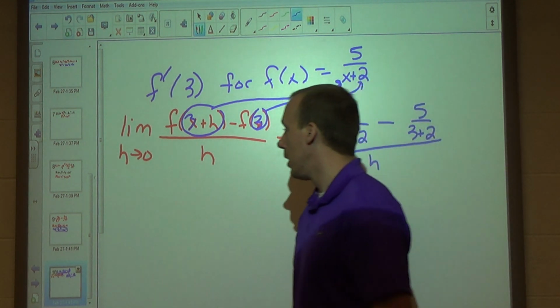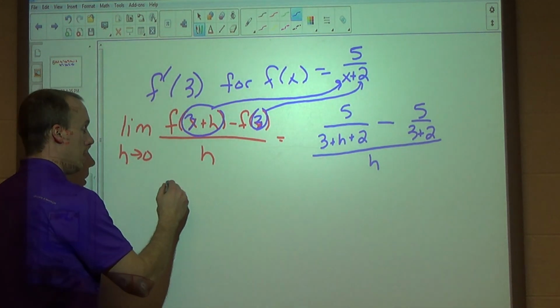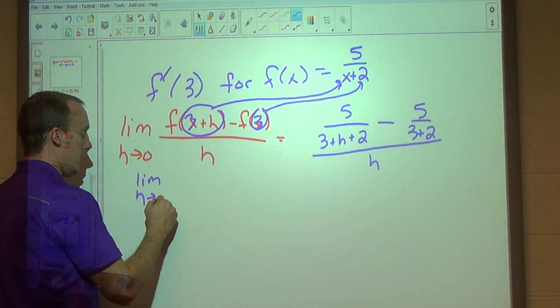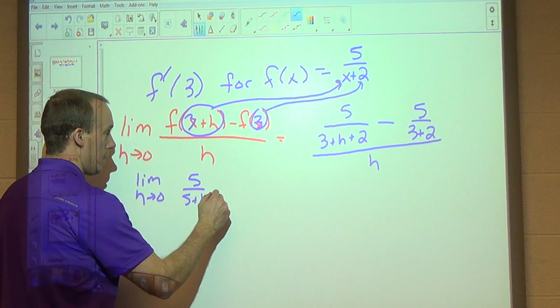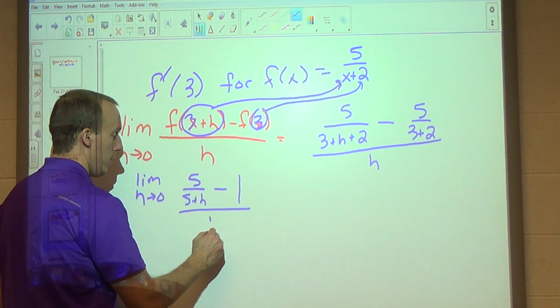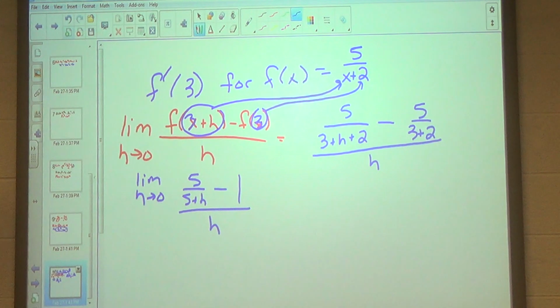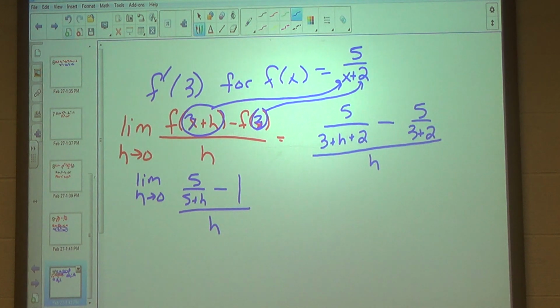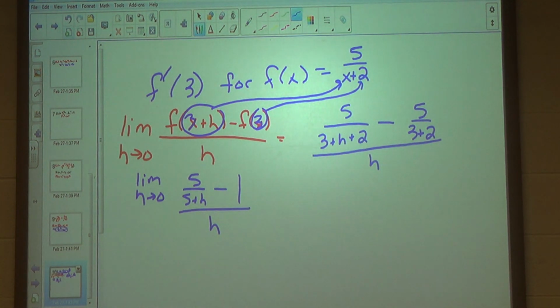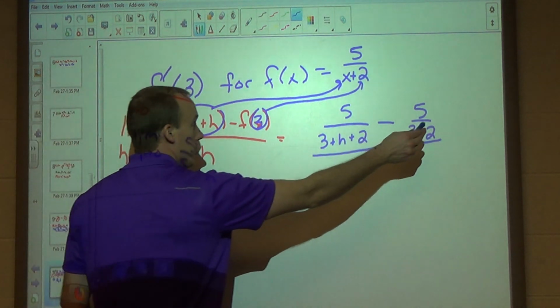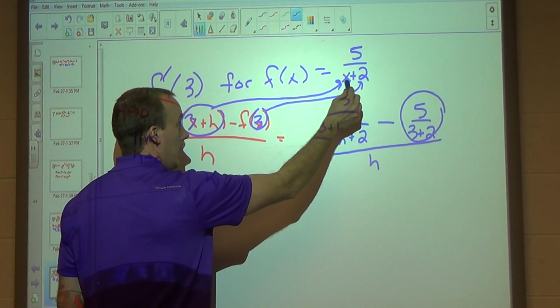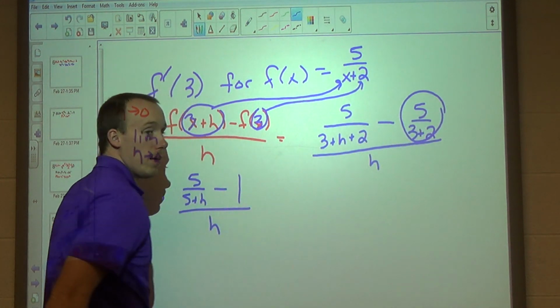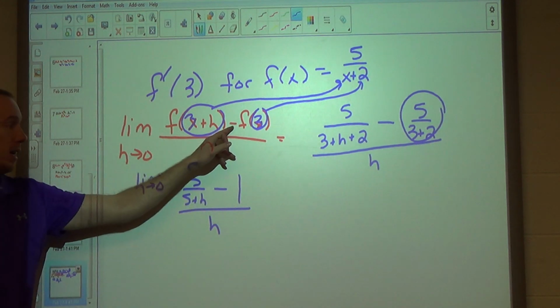All over h. I'll just write it simplified in the next one. So it's the limit as h goes to 0 of 5 over 5 plus h minus 1, all over h. What do you have to do on the top of my fraction there? Get a common denominator. Right here, I got that from taking f of 3 and plugging 3 into 3 plus 2. And then that gave me 1, and it's a minus because the minus is in the formula.